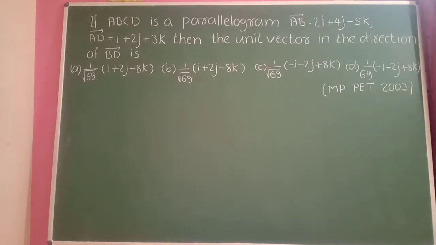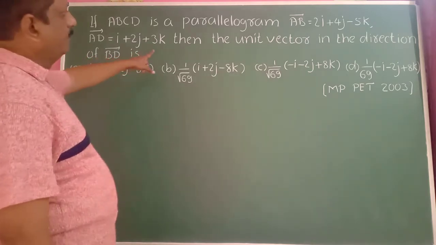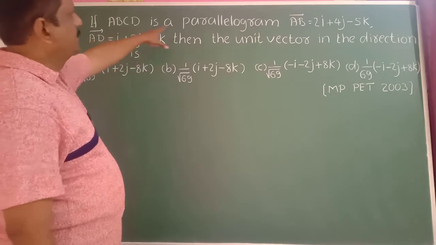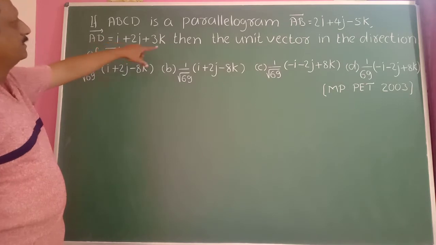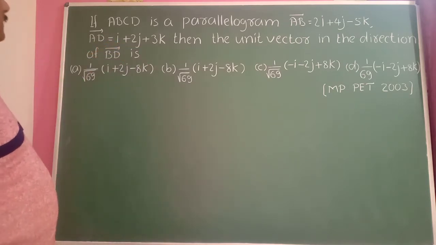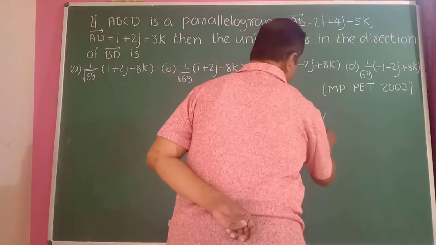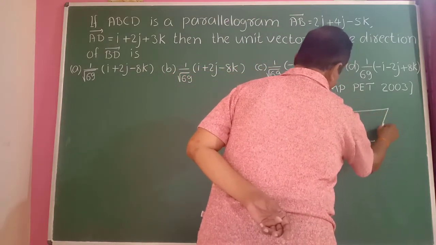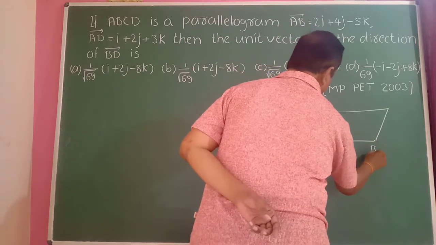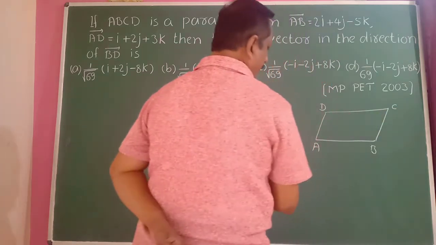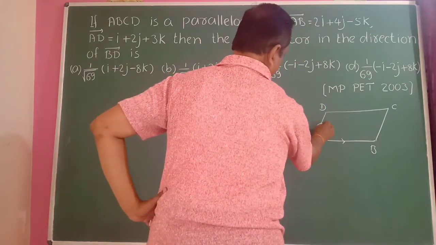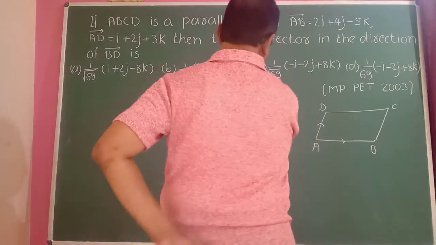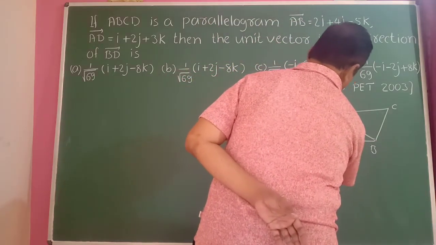Next, ABCD is a parallelogram. AB bar is 2i plus 4j minus 5k, and AD is i plus 2j plus 3k. Then what is the unit vector in the direction of BD? Just observe here. This is a parallelogram with points A, B, C and D. They gave the vector AB and vector AD. Here we want the vector BD, which means we want this vector.